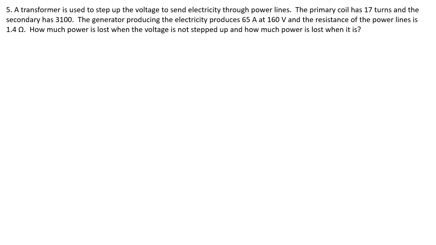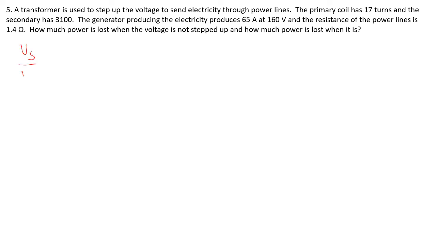Number 5 says a transformer is used to step up the voltage to send through power lines. The primary coil has 17 turns and the secondary has 3100. The generator producing the electricity produces 65 amps at 160 volts, and the resistance of the power lines is 1.4 ohms. How much power is lost when the voltage is not stepped up, and how much power is lost when it is? So the first thing we're going to need to do is use our transformer equation to figure out the new voltage when the power is stepped up.